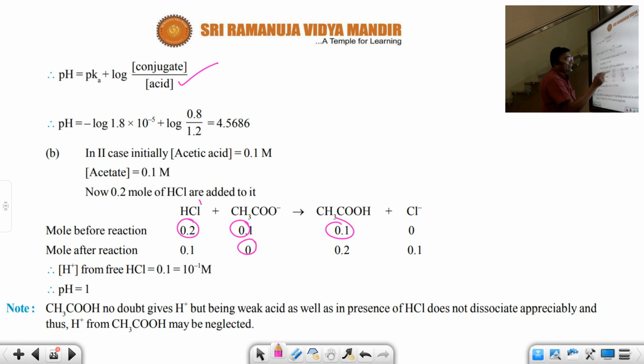Now what is left out? HCl is left out, so 0.1. Of course, this is also left out, but there is a common ion effect. So only H plus from the strong acid should be considered. So the answer is pH is equal to 1.